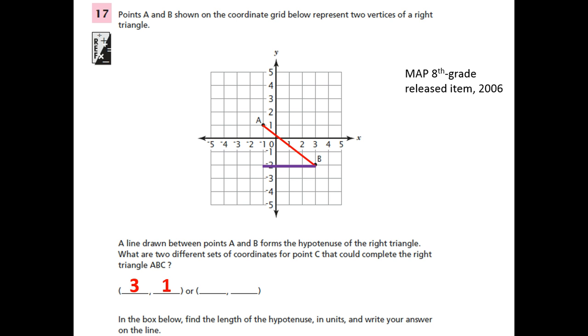And here is the second right triangle they're talking about. That one would have a vertex at (-1, -2). So the first part of this question is fairly straightforward. Now the second part says to find the length of the hypotenuse. That's the length of that red line segment.